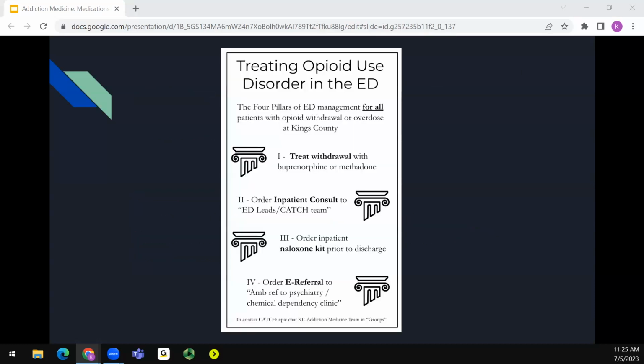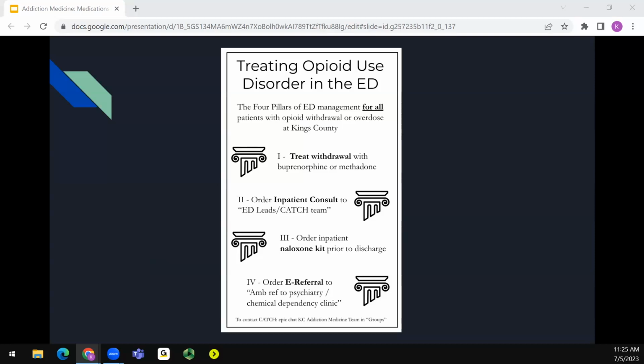So this has been the initiative that Alec and I have been working on to help standardize what we do and how we can help patients, which we've all seen, but for the interns, this is new. So number 1 is identifying and treating withdrawal with buprenorphine and methadone, our medications for OUD.